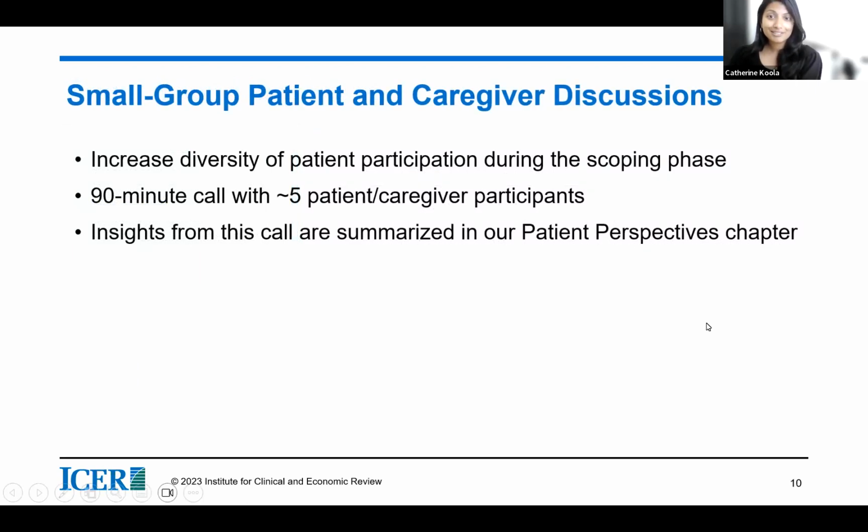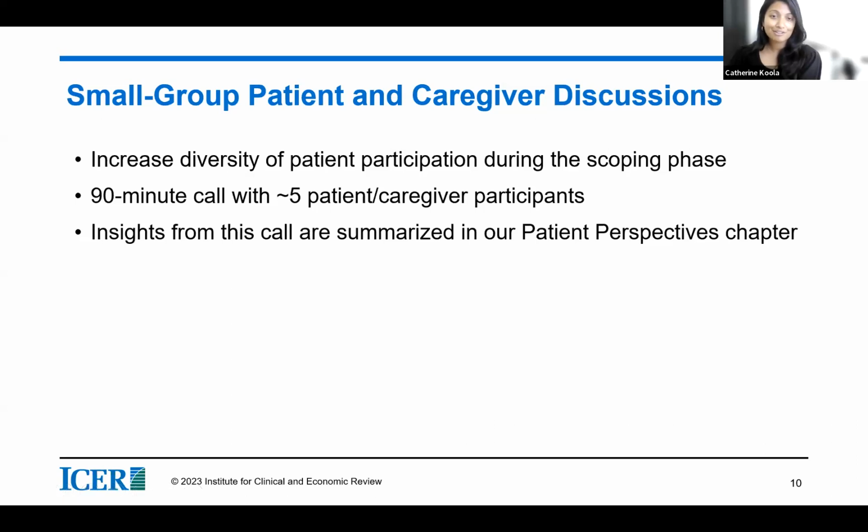So we received a lot of positive feedback on this new addition, our small group discussion, to our process. During the scoping and draft report development phase, ICER will now be partnering with the patient community to recruit for these small group discussions with the goal of increasing diversity of patient participation. So these group meetings really allow us to speak with a much larger number of patients and caregivers than we have in the past, and also increase the geographic, the racial, and the ethnic diversity of patients that we speak with, which I know is also really emphasized in the public comments.